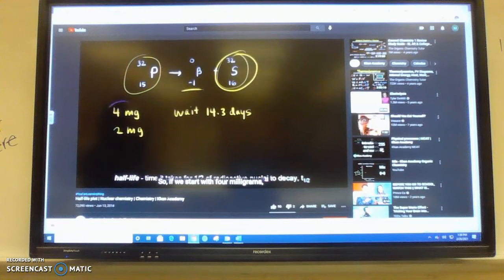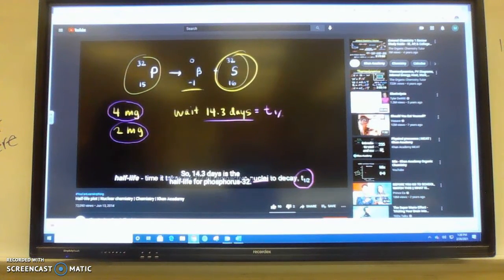So if we start with 4 milligrams, right, and we lose half of that, right, then we're left with 2 milligrams. And it took 14.3 days for this to happen. So 14.3 days is the half-life of phosphorus 32. And this is the symbol for half-life. So 14.3 days is the half-life for phosphorus 32.